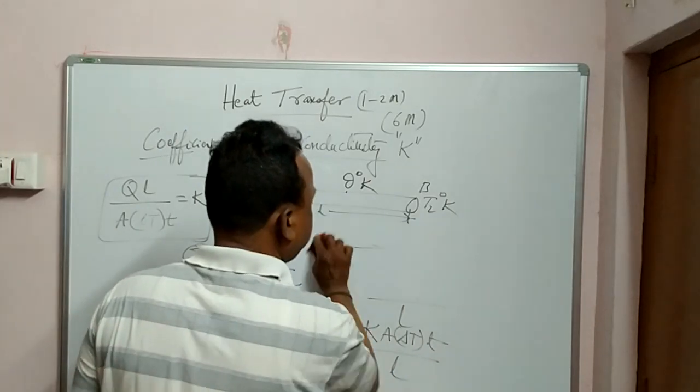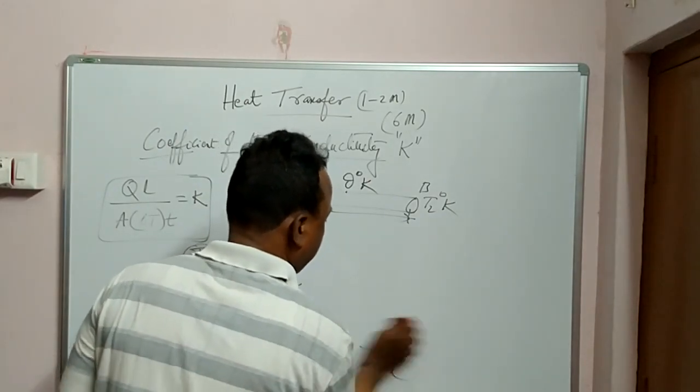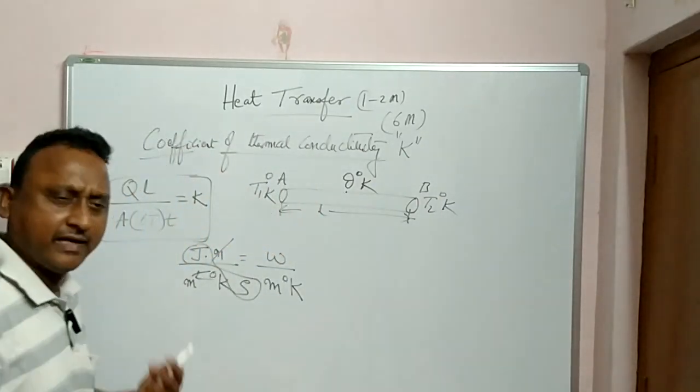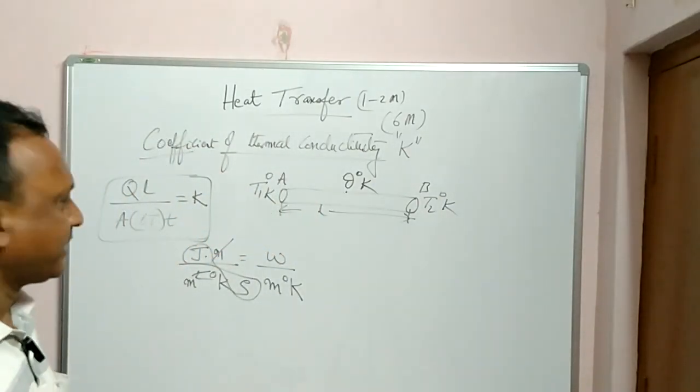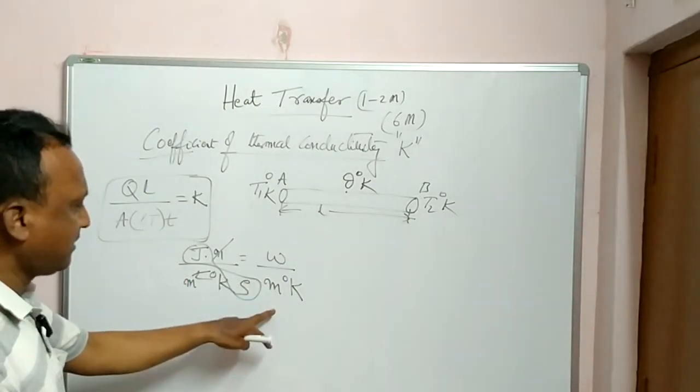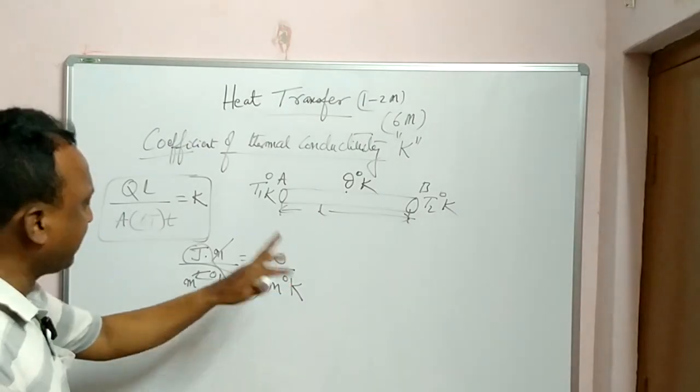Very, very important equation regarding MSET and NEET, because regularly they will be asking around 6 questions, 6 marks it will be there in NEET, and in MSET 1 to 2 marks you will be getting. Okay? I will note down the equation. So the unit is watt by meter degree Kelvin.